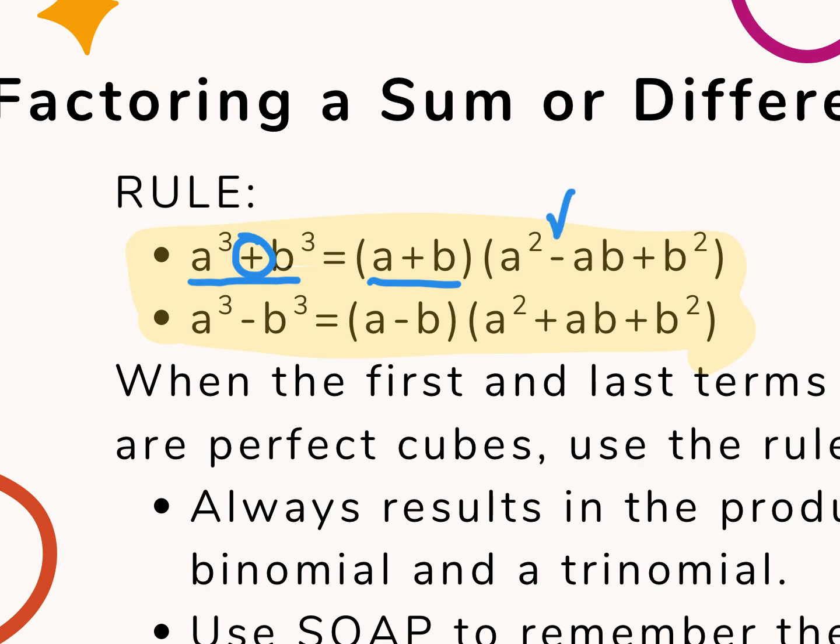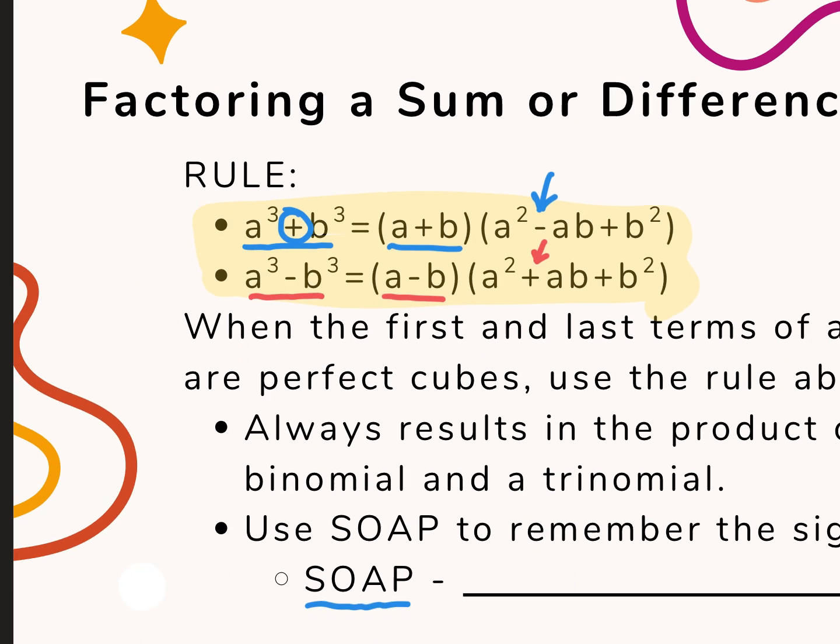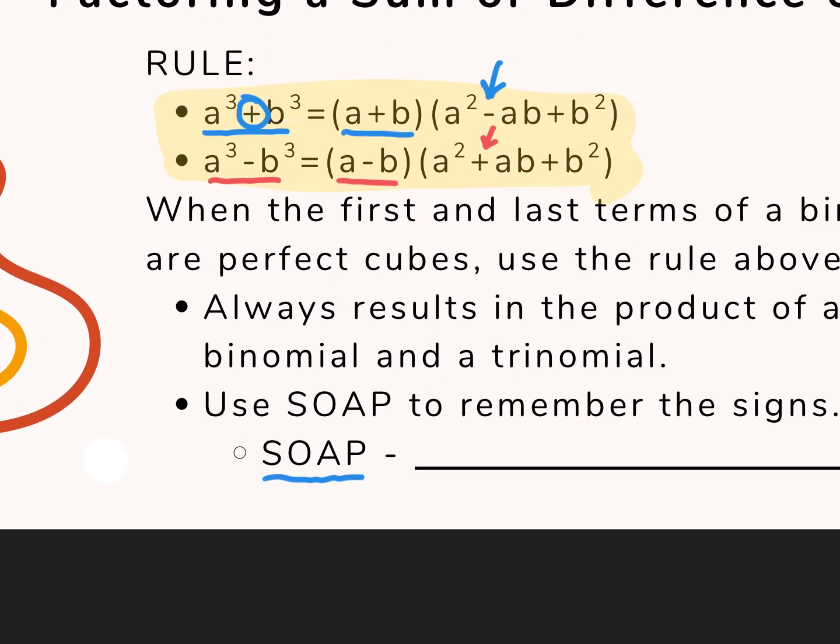But this is a different sign. The last one will always be positive because you're squaring a number, but that's where this can get a little confusing. Look here on the minus. The first parenthesis has a minus, but then the second sign is opposite. So if you use the SOAP method, what that means is the first binomial has the same sign. Then inside the binomial, it's opposite. And then the last term is always positive.